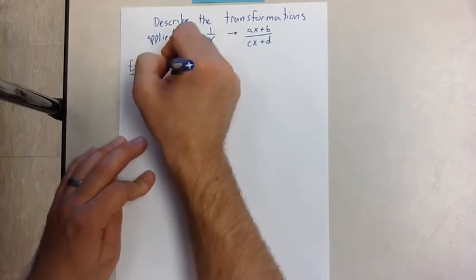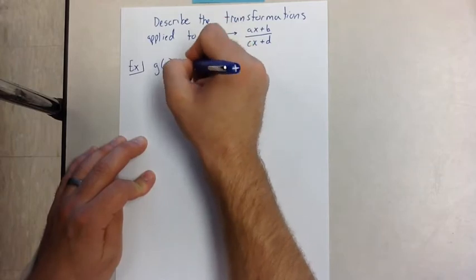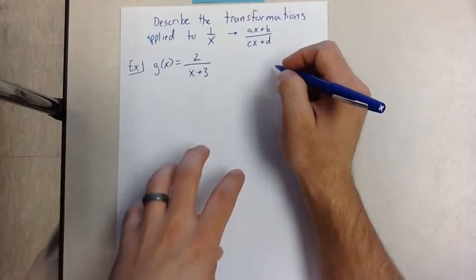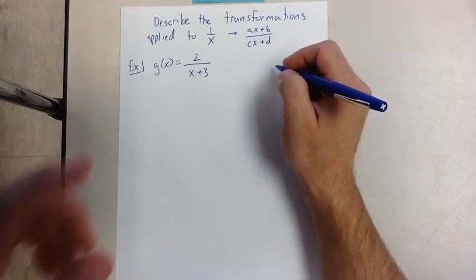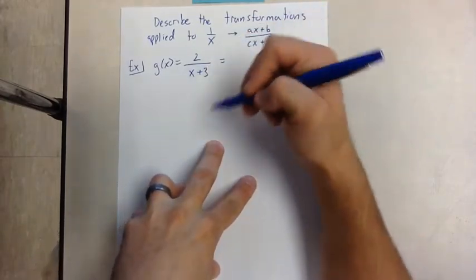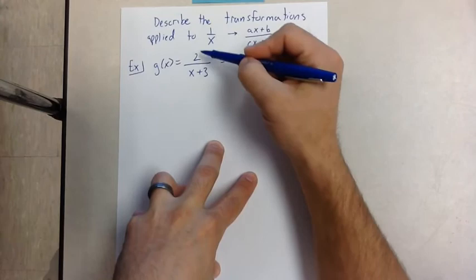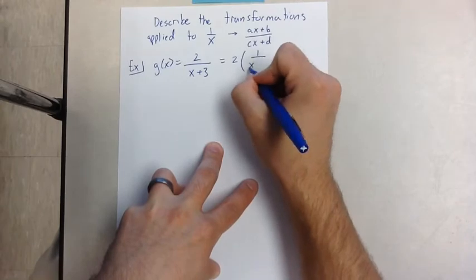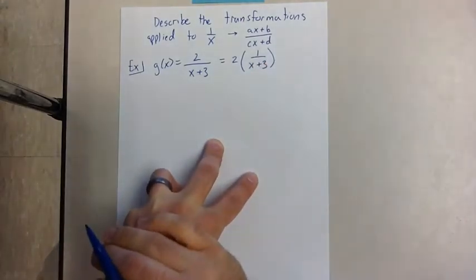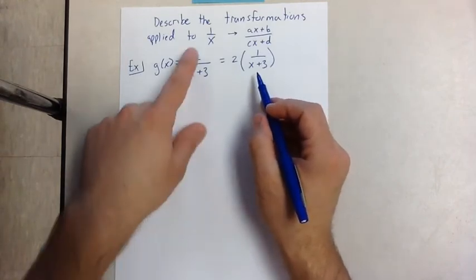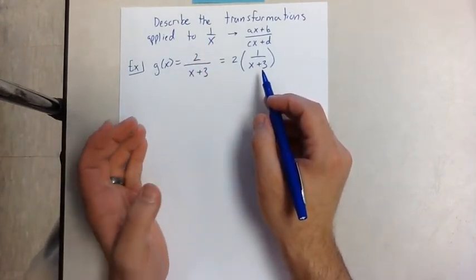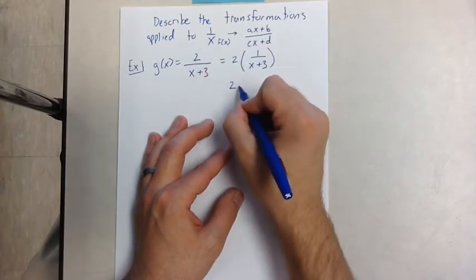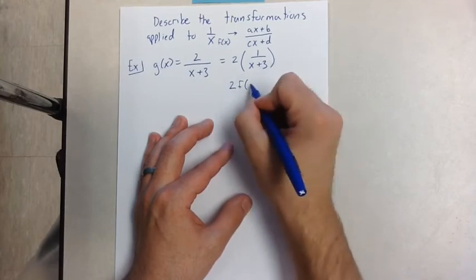Let's imagine we have g of x, and we have the function 2 over x plus 3. So looking at this, I'm trying to figure out what was done to 1 over x to get to this function. So I might think, let's take the 2 out. Okay. And I notice now that if 1 over x is my original function, that really, again, if this was our f of x, really I took 2, multiplied it by f of x plus 3.